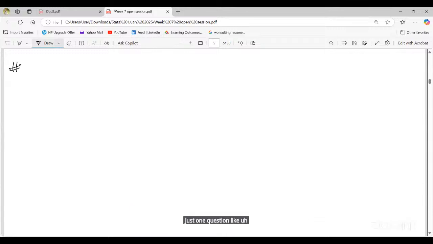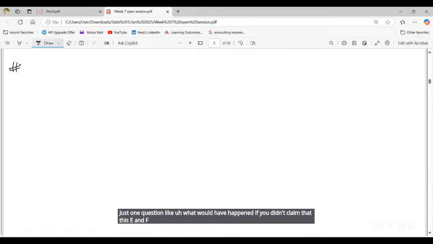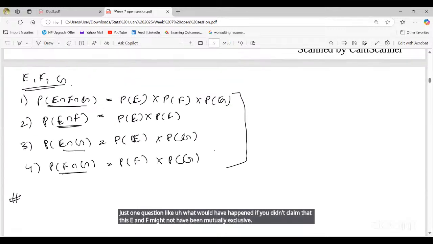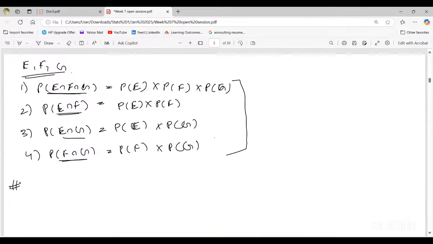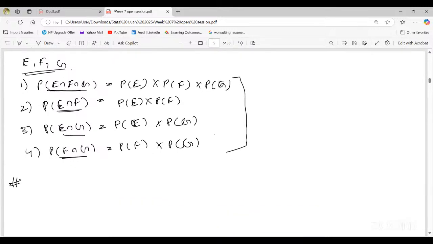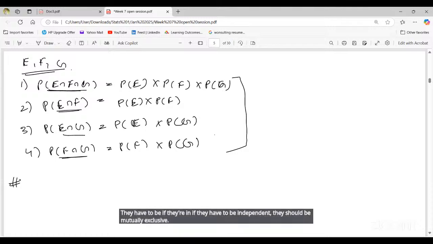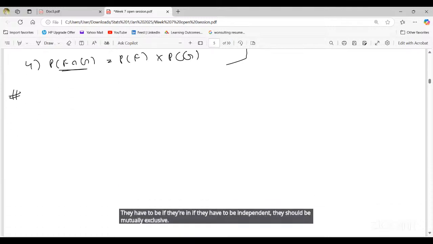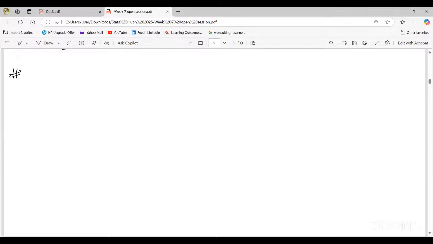what would have happened if we wouldn't claim that this E and F might not have been mutually exclusive? They have to be, if they have to be independent, they should be mutually exclusive. Okay.